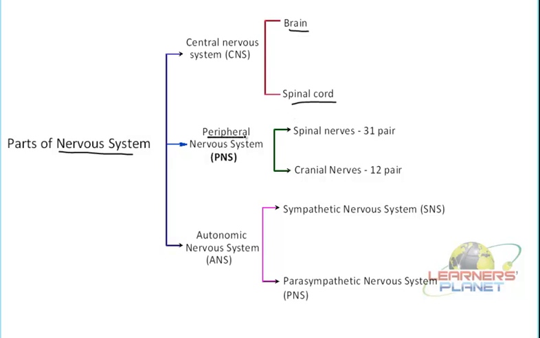Then comes the peripheral nervous system. What do you mean by peripheral? You know what this periphery is? Periphery means boundary. So the nervous system which is communicating with the periphery of the body, that means communicating between the central nervous system and the different parts of the body, is known as the peripheral nervous system. Now does it mean that there are different parts of the brain located at the periphery of the body? No, it is not so.